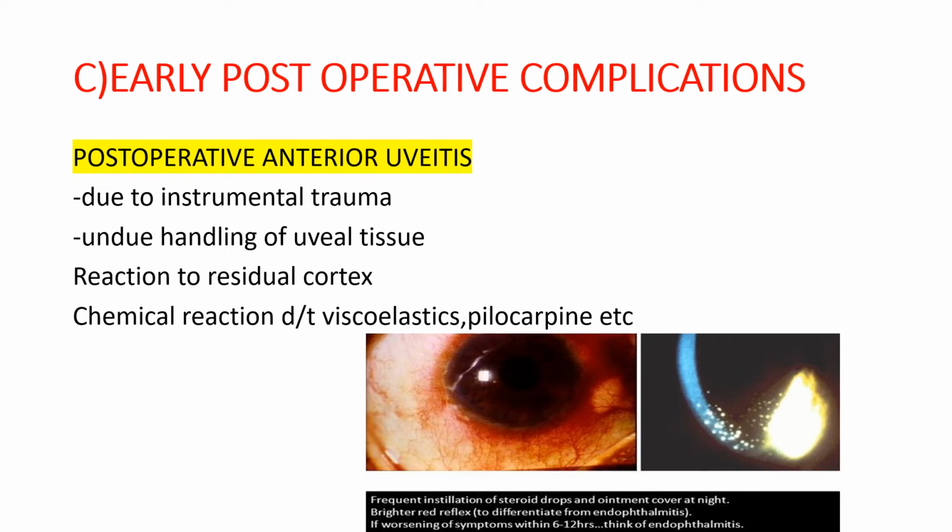It can be differentiated from endophthalmitis because the red glow will be brighter here. In endophthalmitis we see an altered glow, and if symptoms worsen in the next 6 to 12 hours, then it has to be thought of as endophthalmitis, which is a dreaded complication.